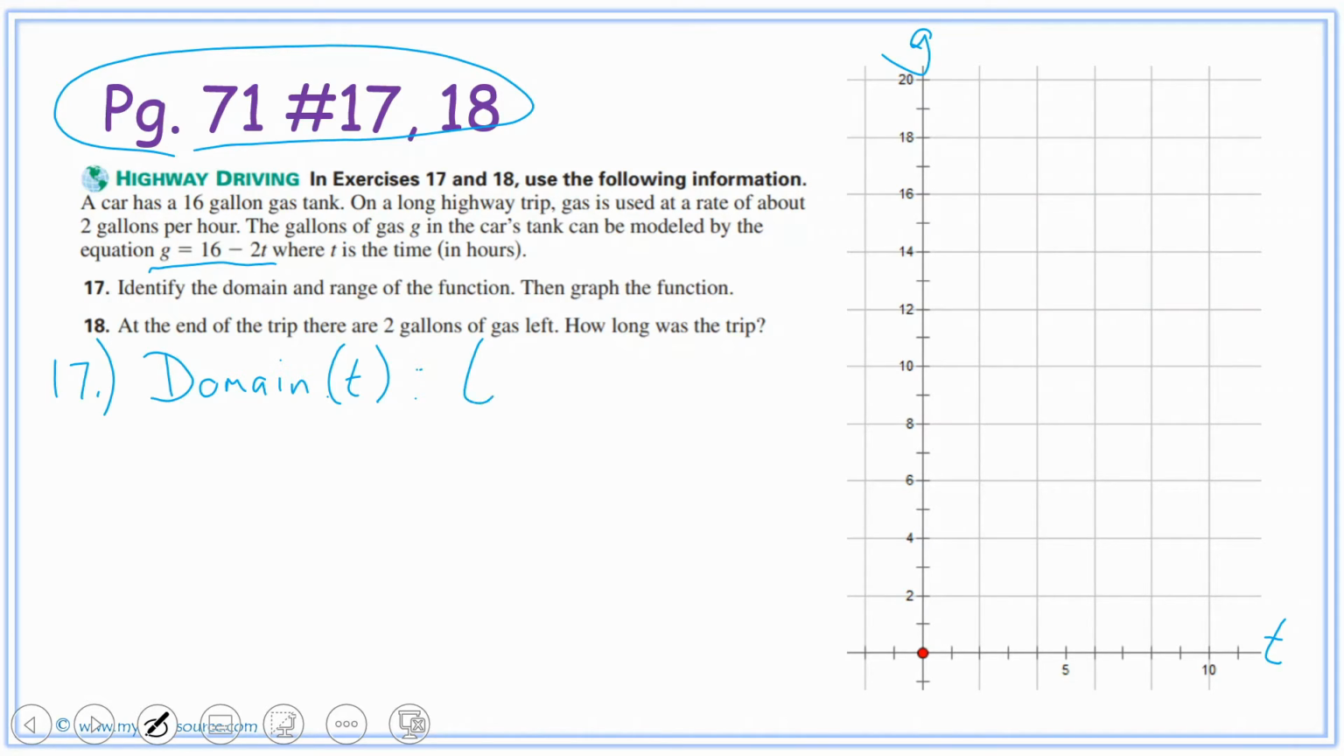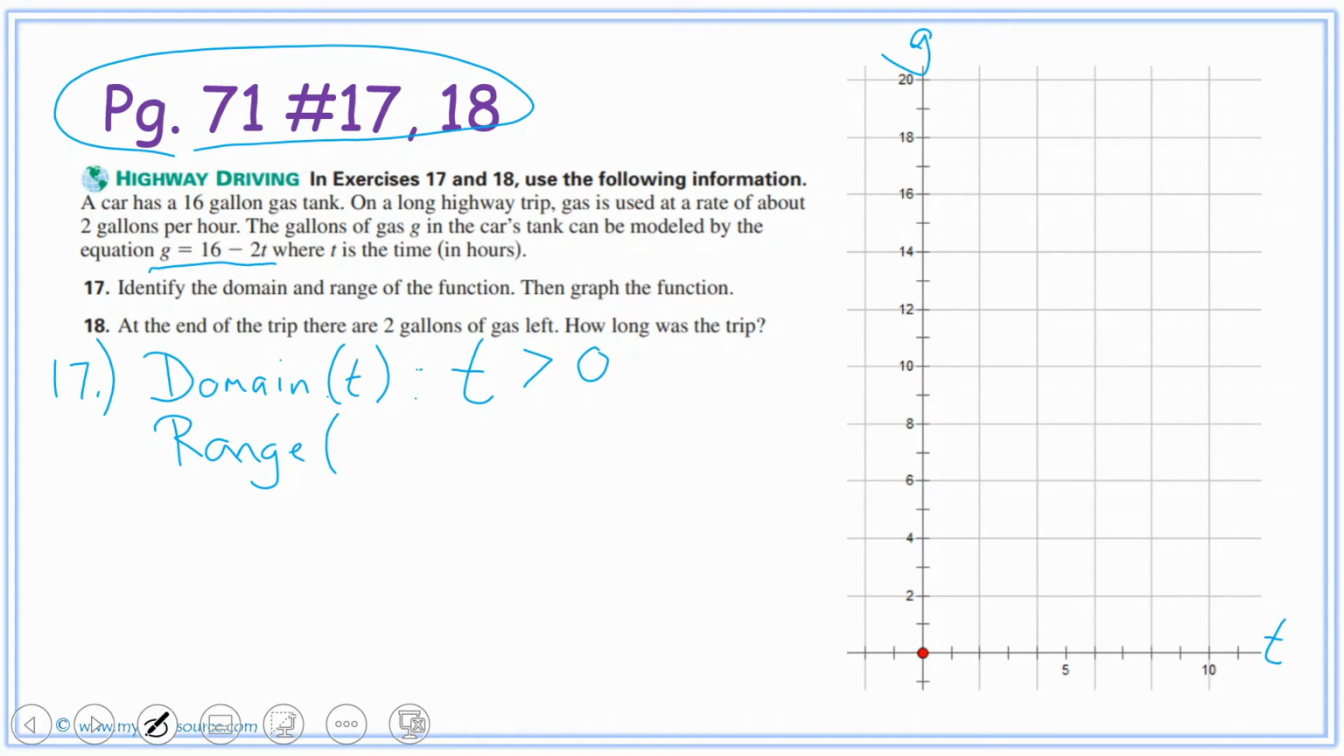So that means our time has to be greater than zero, right? It can't be zero. Now, in some questions, you could say greater than or equal to zero. In this case, we should, because if you haven't started the time yet, you're at 0 hours, and therefore your tank is full of gas. Now we have our range of values, and you could find that by substituting values in.